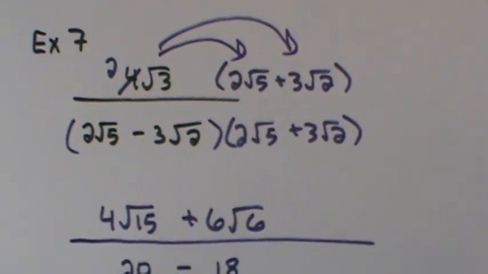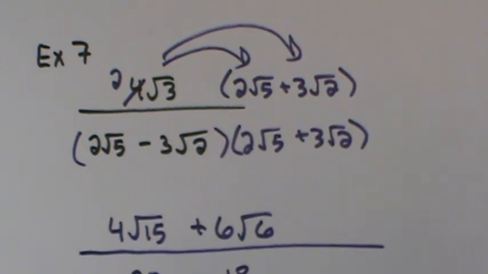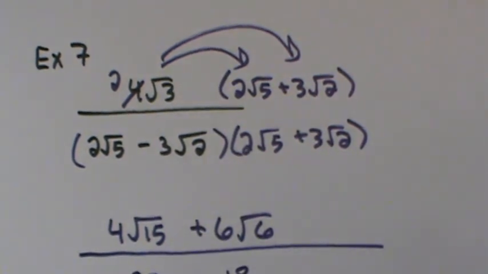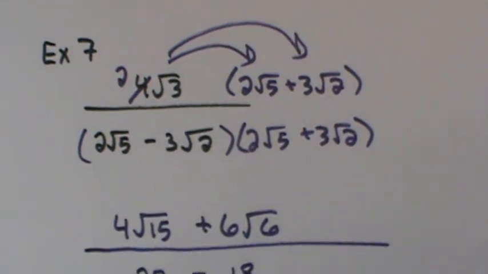So we got 7 examples on how to rationalize denominators using conjugates. Hopefully that helps you out.